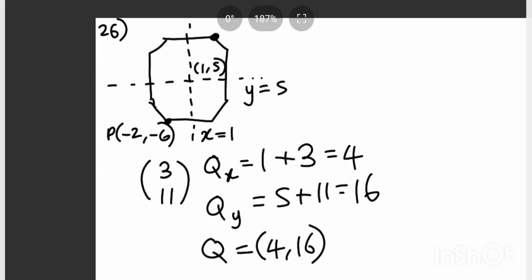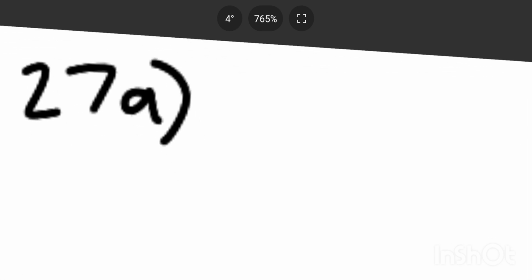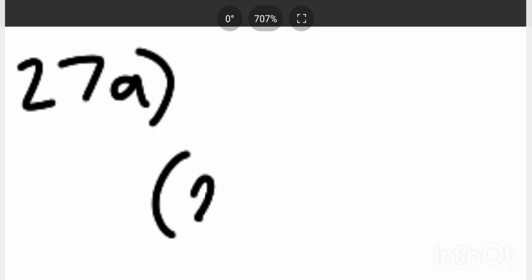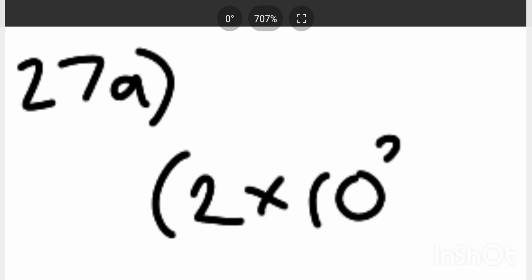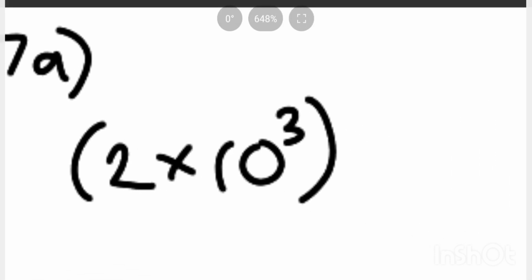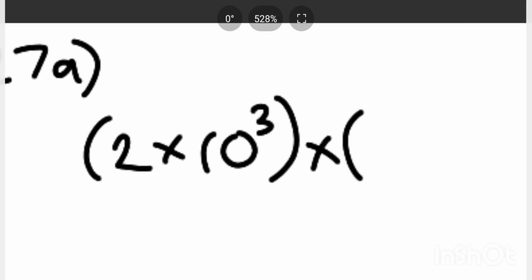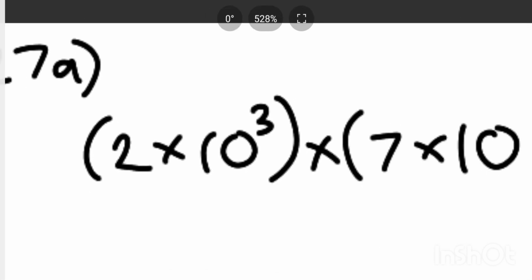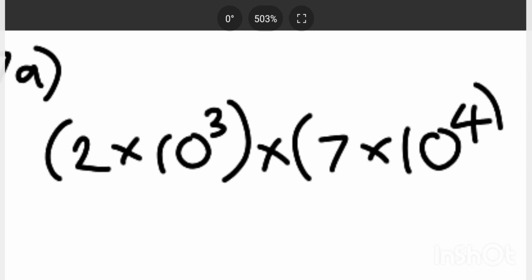Question 27A. Work out 2,000 times 70,000. Give your answer in standard form. So 2,000 in standard form is 2 times 10 to the power 3, and 70,000 is 7 times 10 to the power of 4. So we can now do this calculation easily.